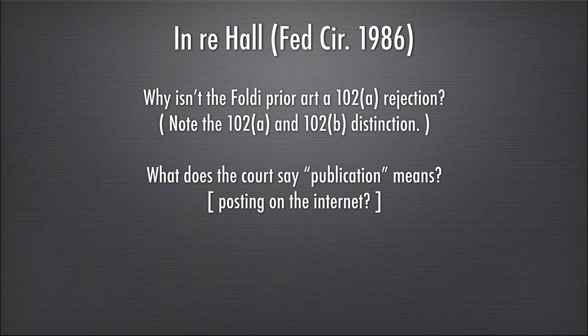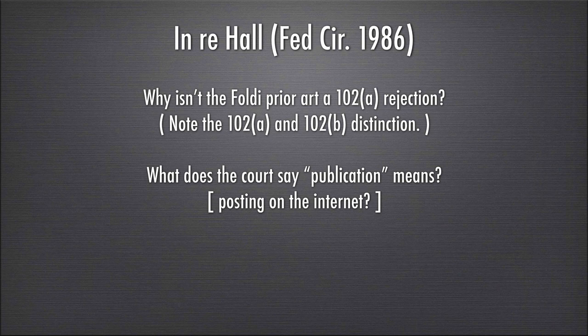So even though this might be both a 102A and 102B piece of prior art, it goes under 102B because it's simpler, there's less proof to worry about, more straightforward, right? Just note that there's that distinction between those two sections. And the big question in Hall is, what do we mean by a publication? And the court says, as long as it's indexed and findable, even if there's no evidence that anybody's actually read it, then it's a printed publication.